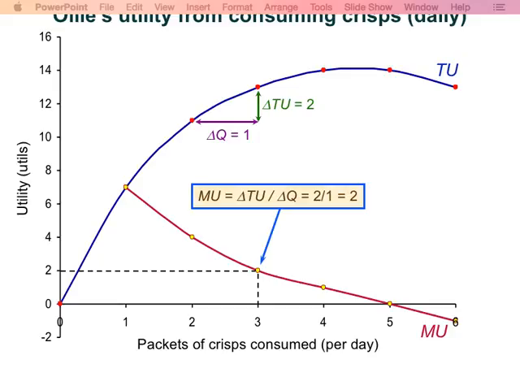MU equals the change in total utility, which is the rise, delta TU, over the change in the quantity of crisps that he consumed. So that gives us 2 over 1. 2 is the marginal utility.